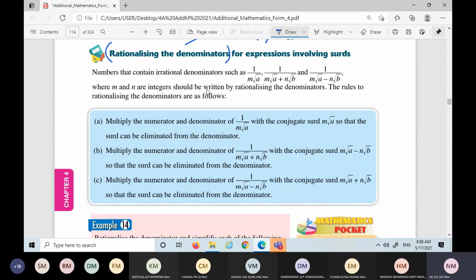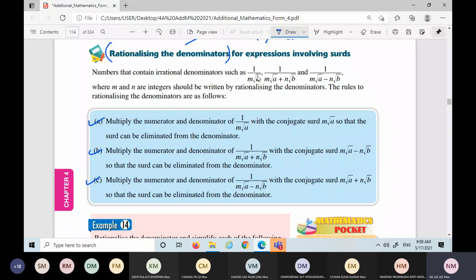Sometimes the question doesn't mention that you have to rationalize the denominator. Normally the final answer we would like to be rationalized, even if it is not stated in the question. So I repeat, even though the question didn't tell you to rationalize, you still have to do it, normally for the final answer where you have a fraction and the denominator has a surd. The rules to rationalize the denominator are as follows. These three, you may copy as your notes.